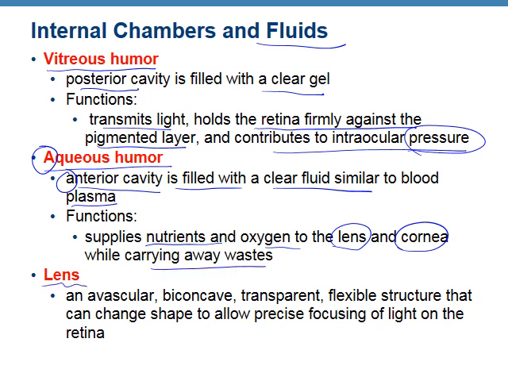And then finally we have the lens, which is avascular, so no blood supply. We should know that term by now. No direct blood supply, right? It gets it from the surrounding tissue. This is a concave, transparent, flexible structure that can change shape and allow for you to focus the light.